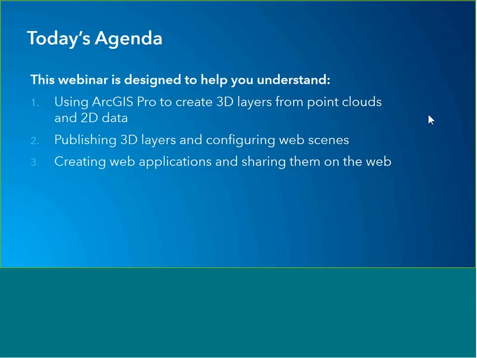So for today's webinar, we're going to focus on some of the common workflows and best practices to enable your 3D data into your GIS using ArcGIS Pro. First, we're going to show you how to create 3D layers using point cloud and two-dimensional data that you have. Then we're going to show you how to share that 3D content through the configuration and publication of 3D web scenes. And finally, we'll wrap these web scenes together using these new web applications that you can build so that everyone can visualize and interact with your 3D work.